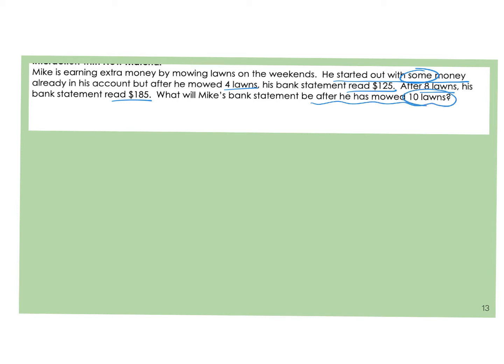Now, the important thing to know about these problems is they are giving you ordered pairs, okay? The first ordered pair is 4, 125, and the second ordered pair is 8, 185. We're going to put this into the big table so that we can see our x1s and y1s and do our slope.